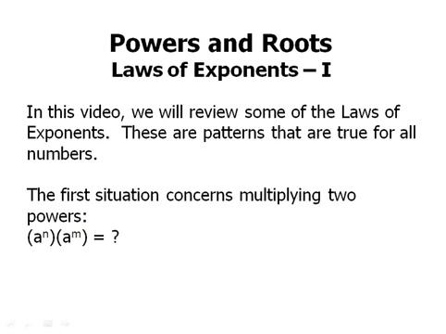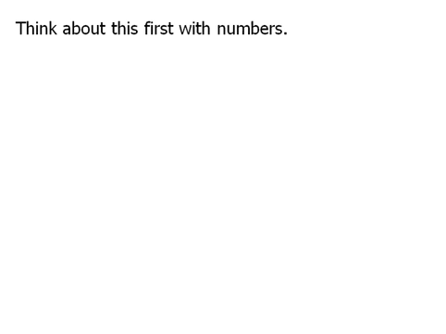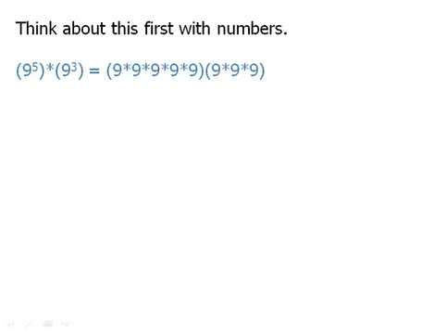So, in order to understand multiplying two powers, let's think about numbers. If I have 9 to the 5th times 9 to the 3rd, think about what that means. What fundamentally is 9 to the 5th? 9 to the 5th fundamentally means 5 factors of 9 multiplied together. And 9 cubed means 3 factors of 9 multiplied together. So in other words, I'm multiplying something with 5 factors of 9 times something with 3 factors of 9. And of course, when I multiply, I can just put all those factors together.